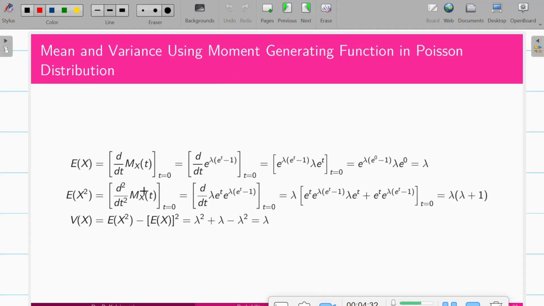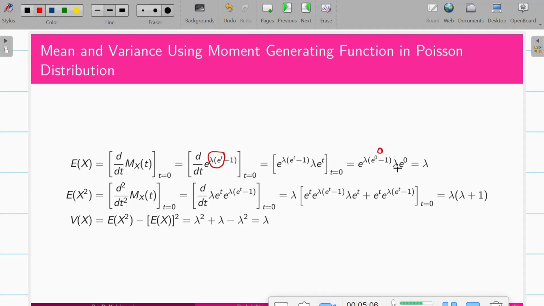So let me derive using the MGF, right? Mean is nothing but the first derivative of your moment generating function at t equal to 0. So here Mx of t is e power lambda times e power t minus 1. This has to be differentiated with respect to t. If I differentiate, it is e power lambda times e power t minus 1, and the differentiation of this term is lambda e power t. Okay, so substitute t equal to 0. So it will become e power lambda times e power 0 minus 1, times lambda e power 0. Here it will be 1 minus 1, so the exponent becomes 0.